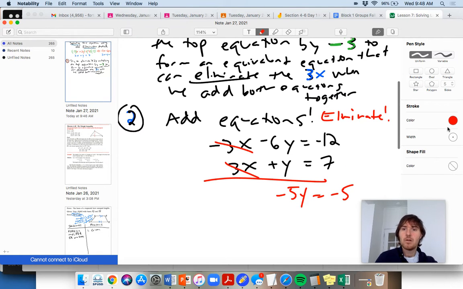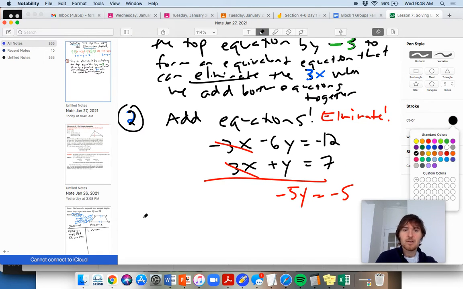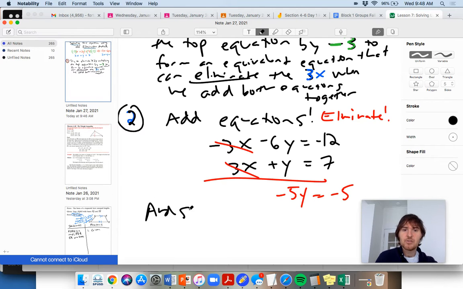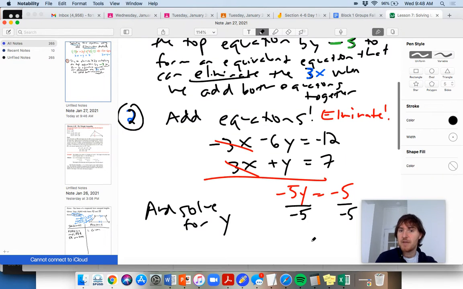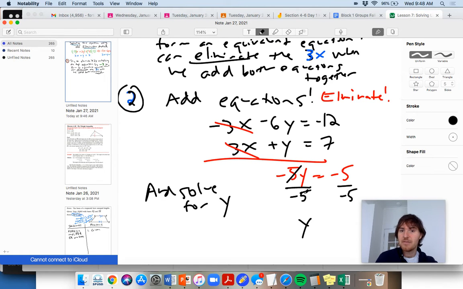Now, what we can do is solve for y. I'm going to divide both sides by -5. Because -5y, if we split that -5 ways, leaves just 1y. -5 divided by -5, anything divided by itself is 1. So we get y equal to -5 divided by -5, which is +1.